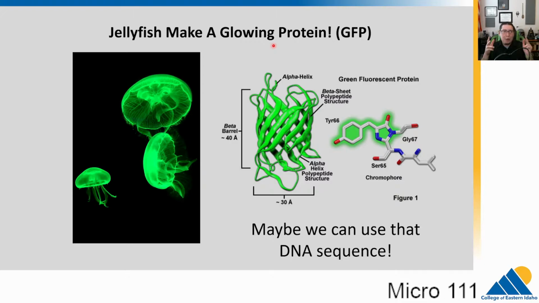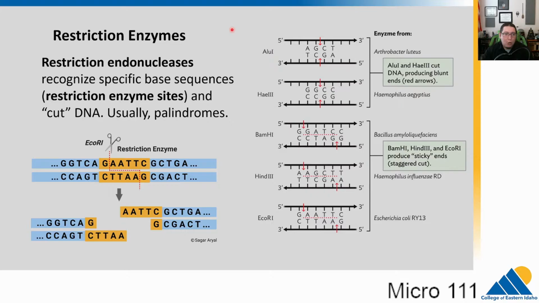But how do you go about cutting out DNA? Well, if you look at bacteria, there's a whole class of enzymes that we call restriction enzymes or restriction endonucleases. They recognize specific sequences of DNA and cut the DNA. They're like little scissors, right? So you take those restriction enzymes and you take the jellyfish and you cut out the DNA for this protein.